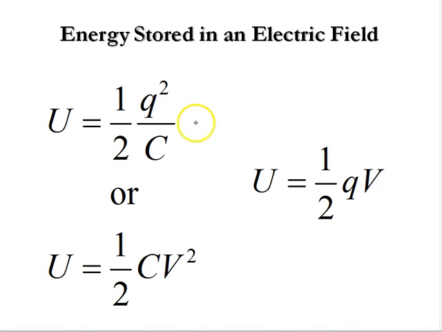So in summary, we have two theories for calculating potential energy stored in the electric field. We can use it if we know the capacitance and the charge on the plates, or if we know the capacitance and the potential across the plates. But then again, if we substitute in for C, C is equal to Q over V. So we get our potential energy in terms of charge and voltage is 1/2 QV.